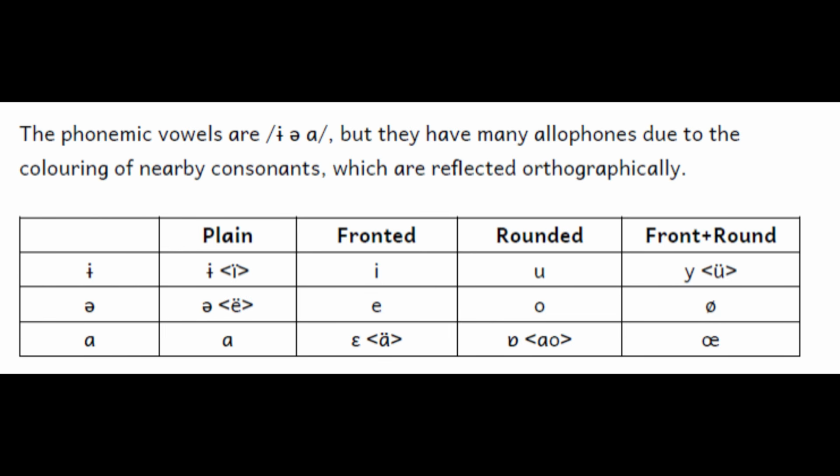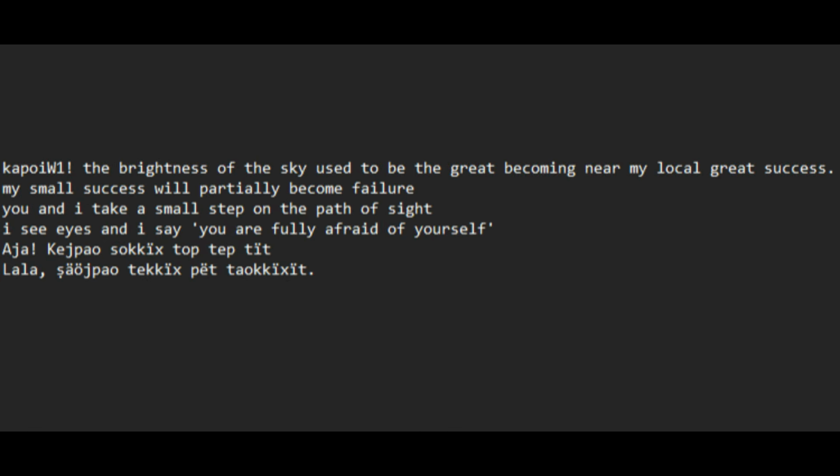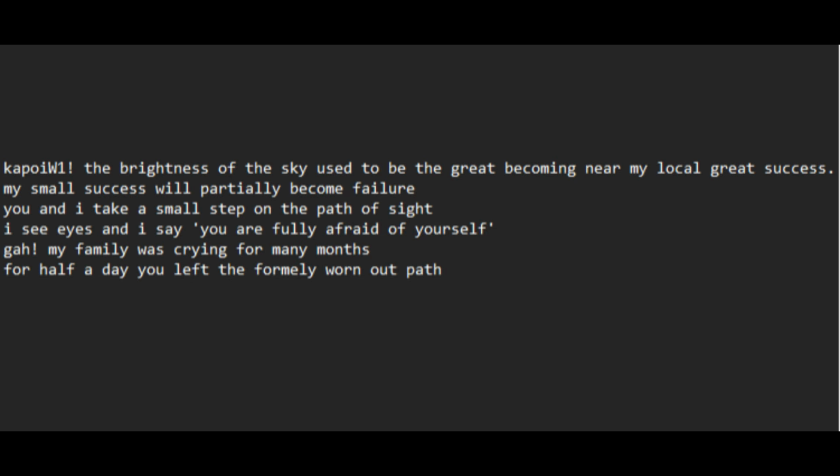This leads to quite a lot of confusion since there's no difference between that and that, they're both tut. Anyways, I translated it, and this is what I believe it says.